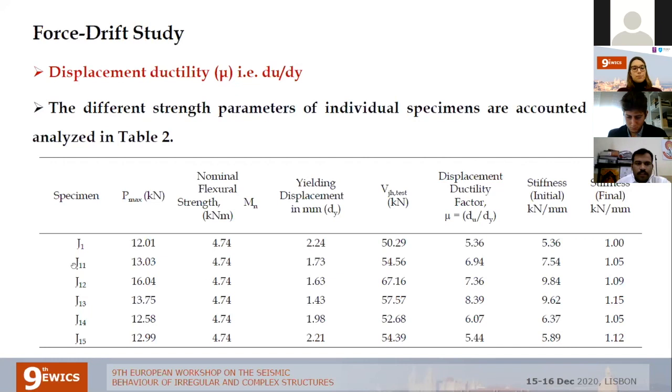The different strength parameters of the individual specimens are accounted for and shown in this Table number 2. Here there are the specimen, then maximum load, nominal flexural strength, which is calculated from formula number one, then yielding displacement, the joint shear strength, then displacement ductility, and stiffness, that is the initial stiffness and the final stiffness.